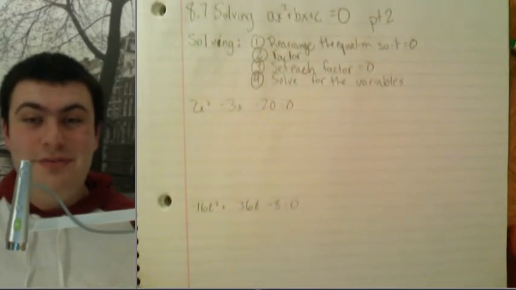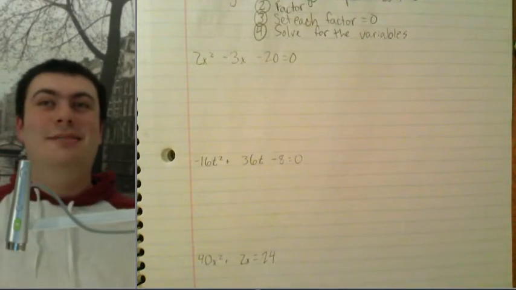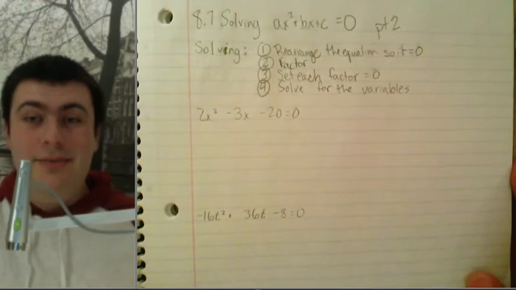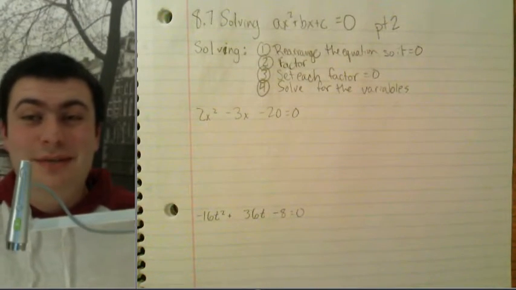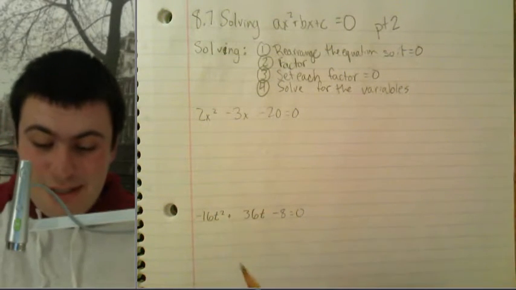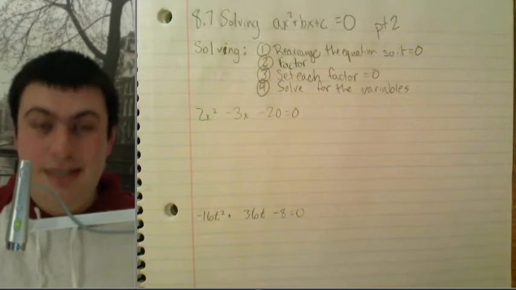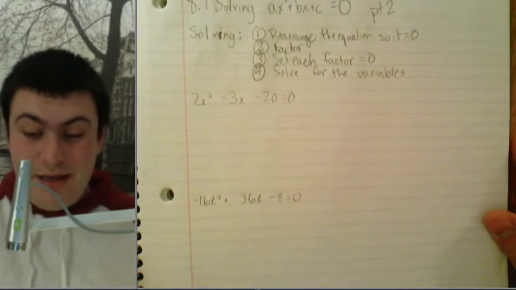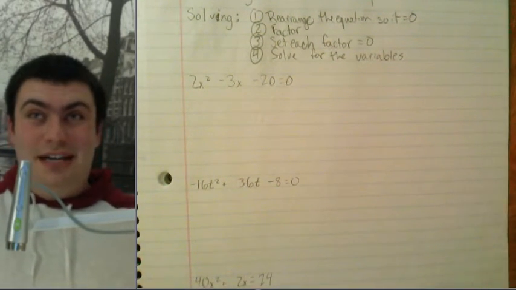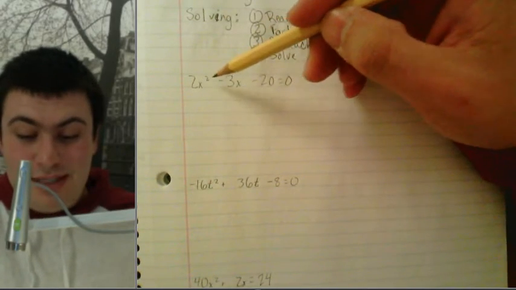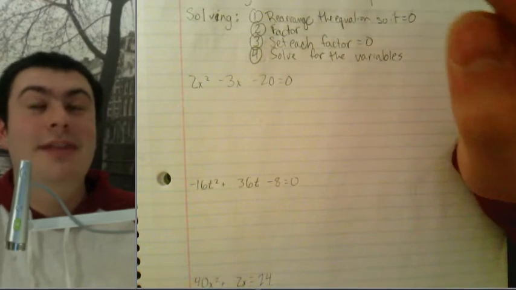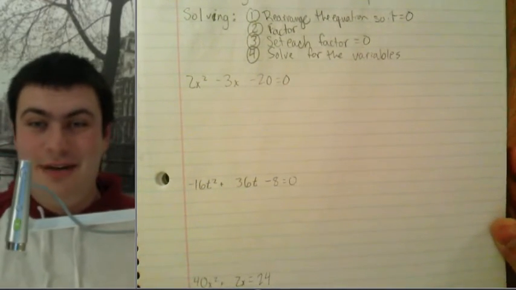So first up we have 2x squared minus 3x minus 20. Well, back it up. We have an equation, so we need to rearrange the equation so that it equals 0. 2x squared minus 3x minus 20 equals 0. Great, the whole equation equals 0. Now we need to factor. Is there a common factor between 2x squared minus 3x minus 20? And all the people said together, no, there is no common factor.